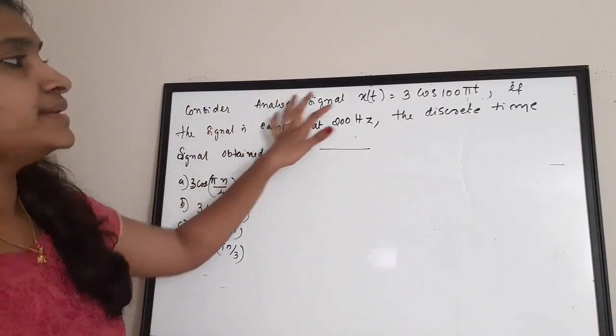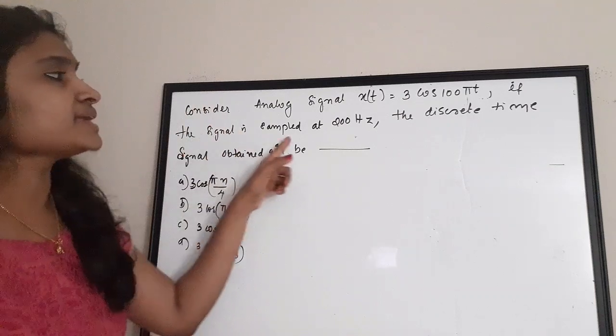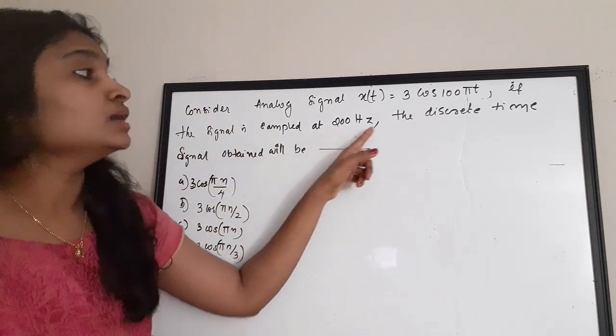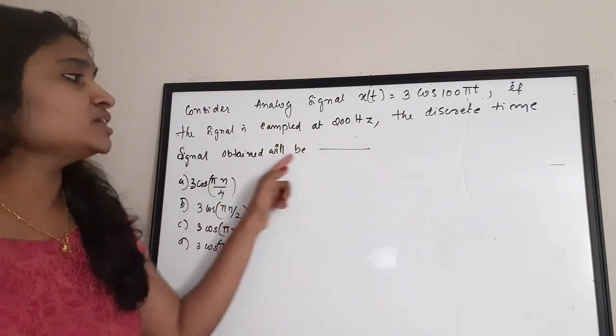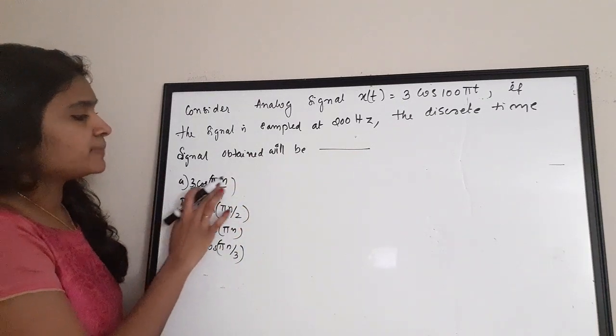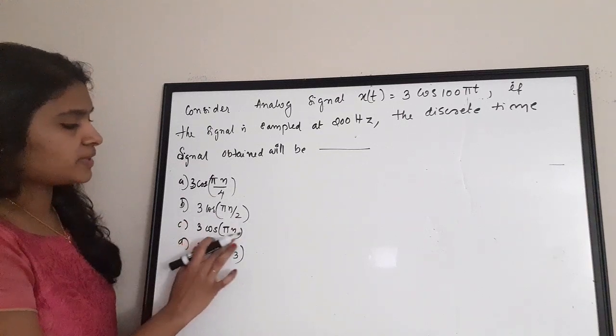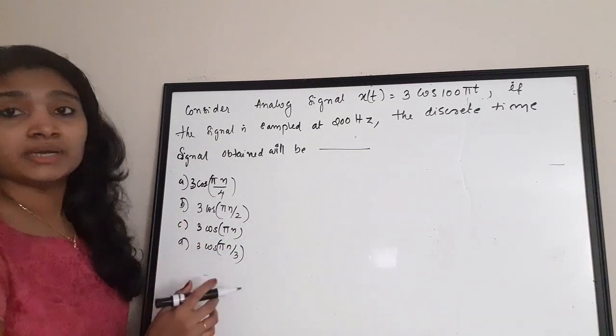Consider the analog signal x of t equal to 3 cos 100 pi t. If the signal is sampled at 200 Hz, the discrete time signal obtained will be dash. Options are A, 3 cos pi n by 4, B, 3 cos pi n by 2, C, 3 cos pi n, D, 3 cos pi n by 3.